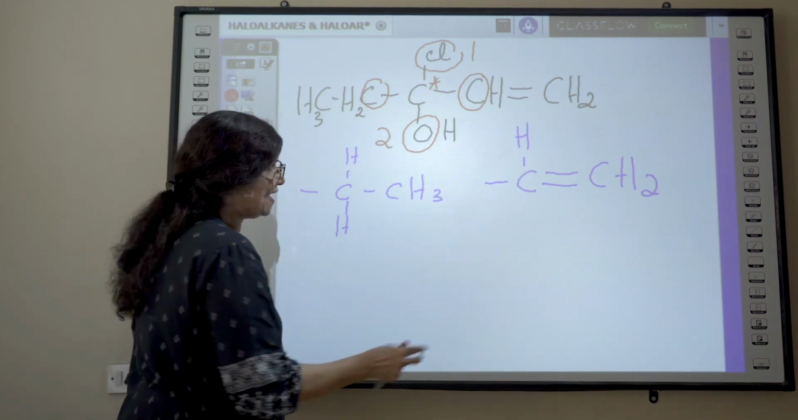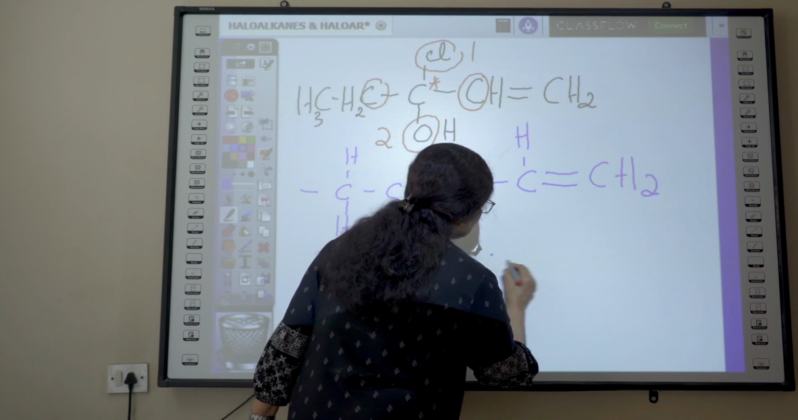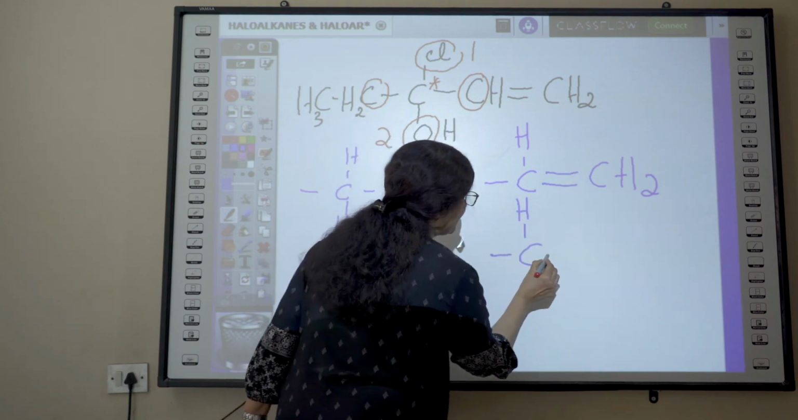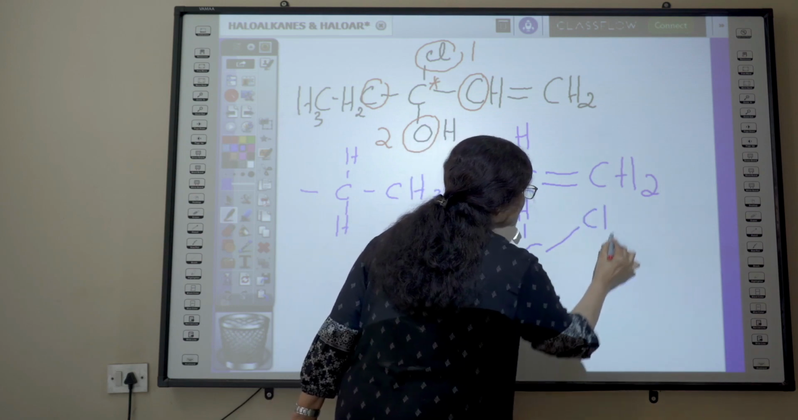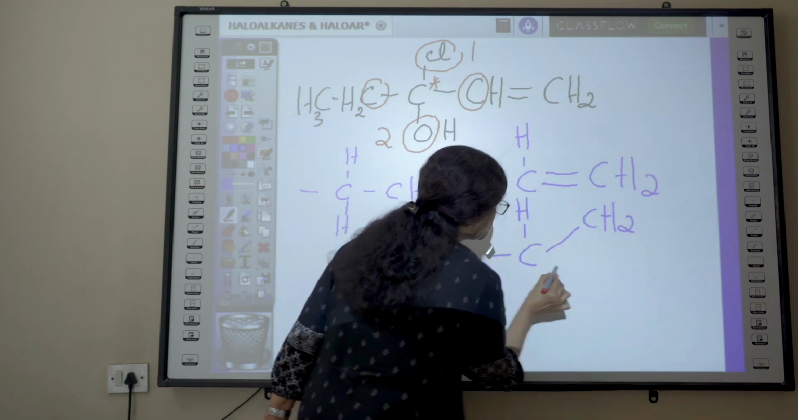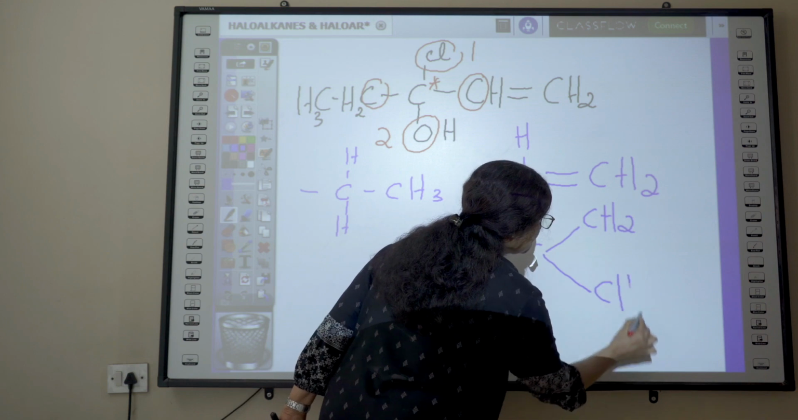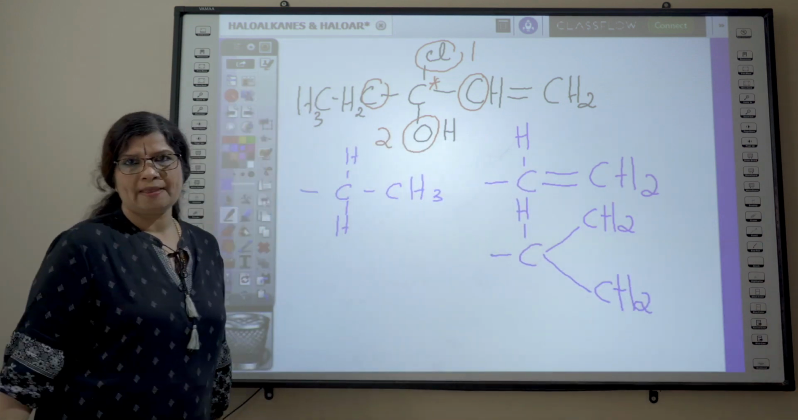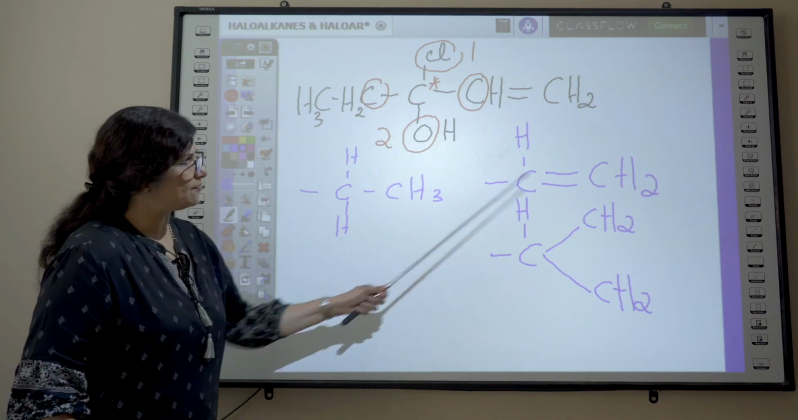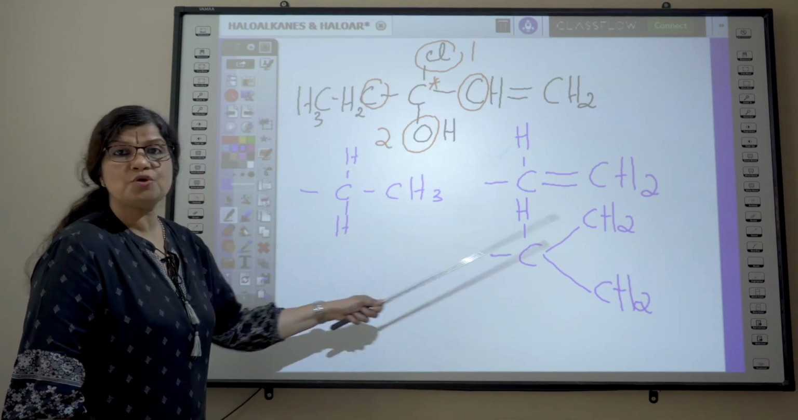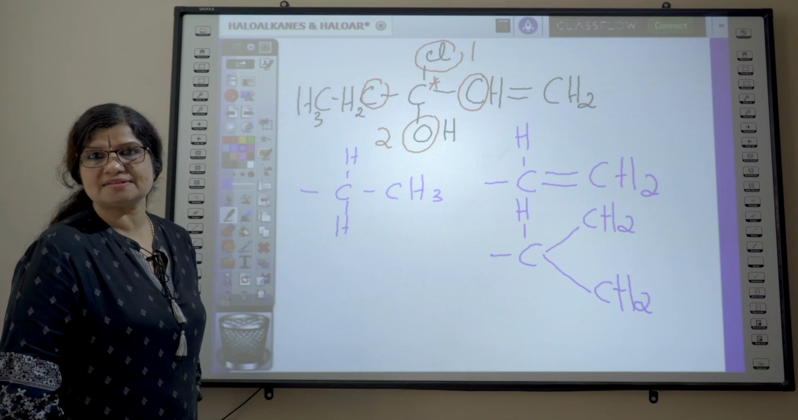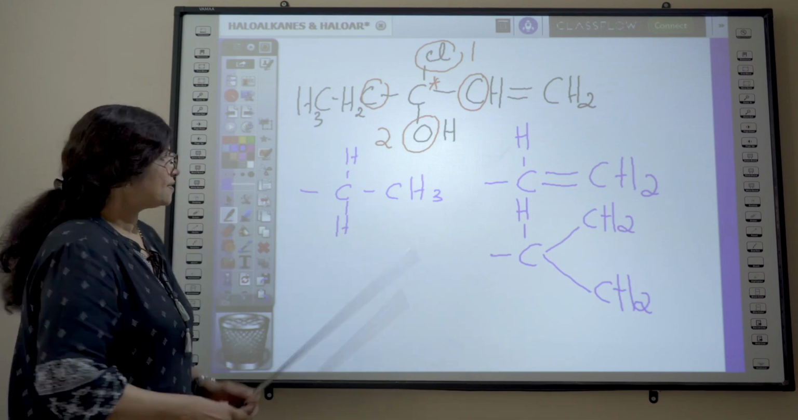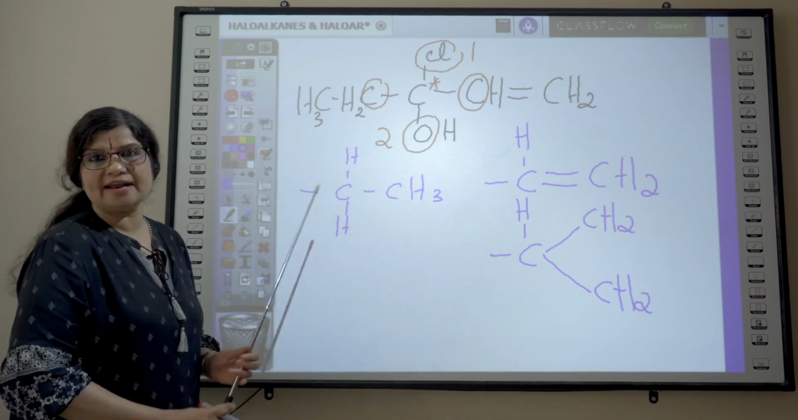What do we mean by that? The same thing can be written as CH, and this double bond I am writing like this: one attachment to CH2, another attachment to CH2. Double attachment to CH2. This is the way you have to understand how the arrangement is done when you have a double bond. Now let's look at the first point of difference between the ethyl and the vinyl group.